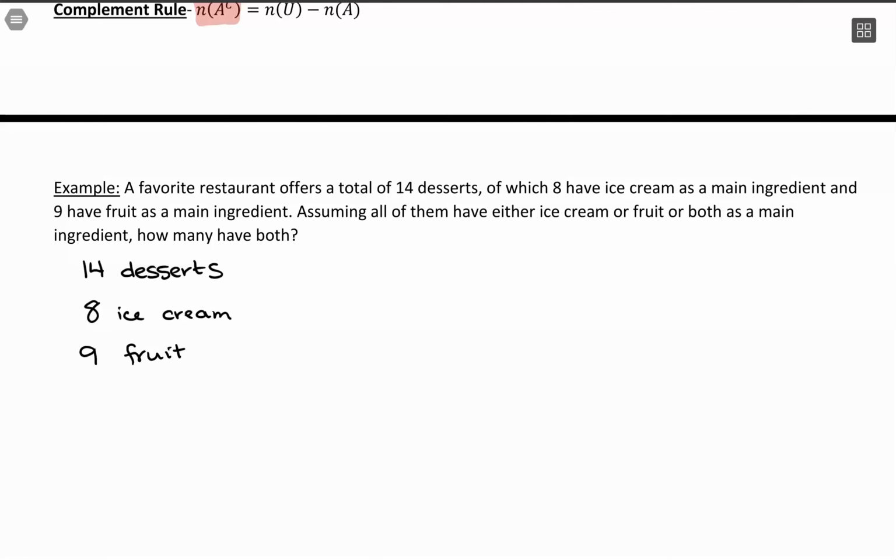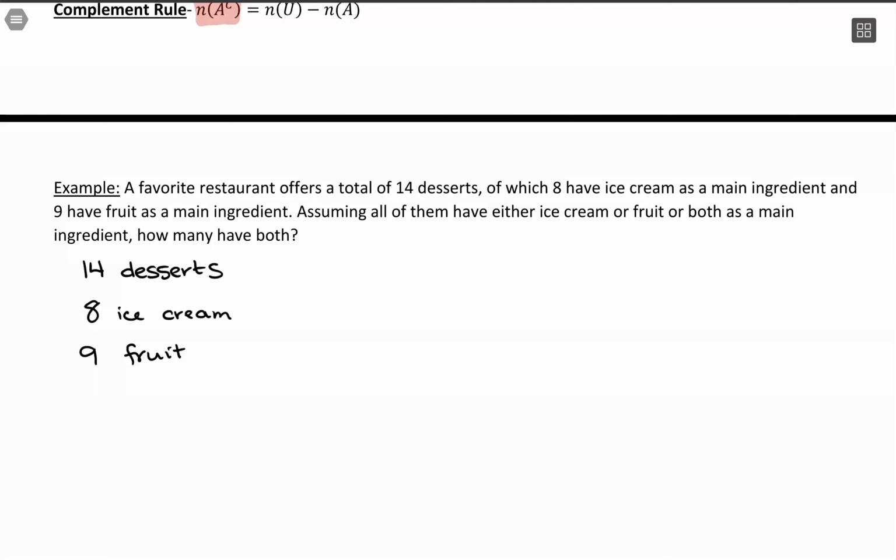Something you might notice here, so we have these 14 total desserts, 8 have ice cream, 9 have fruit. If you think about adding those up, we would be getting 17 out, which is more than our number of desserts. So that would be something that tells me that we can have both. It's possible to have ice cream and fruit in dessert.